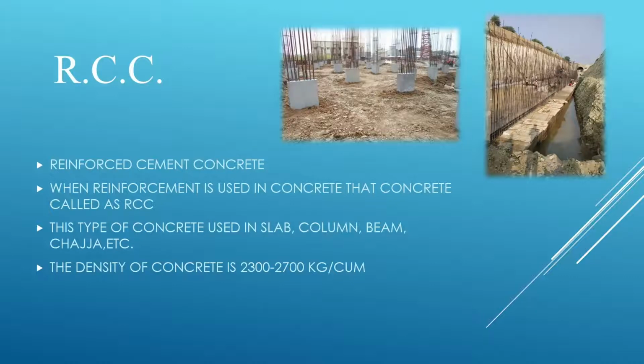This type of concrete is used in slab, beam, column, chhajja, etc. The density of that concrete is 2300 to 2700 kg per cubic meter, but we mostly consider it as 2500 kg per cubic meter.